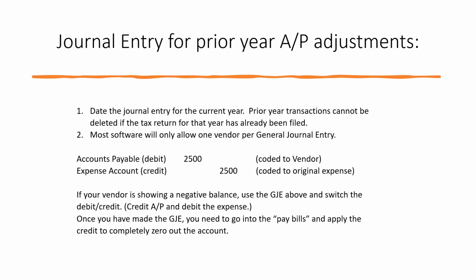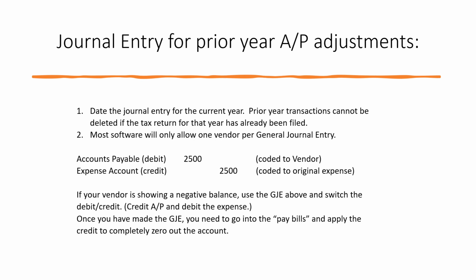So here's the general journal entry for prior year AP adjustments. First and foremost, you have to date the general journal entry for the current year. Prior year transactions cannot be deleted if the tax return for that year has already been filed. Second rule is most software will only allow one vendor per general journal entry. So if you have multiple transactions, you can't do all of those within one general journal entry. You're going to have to create different general journal entries for each one.